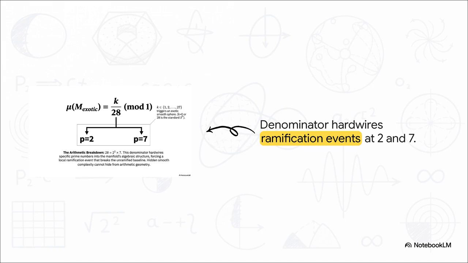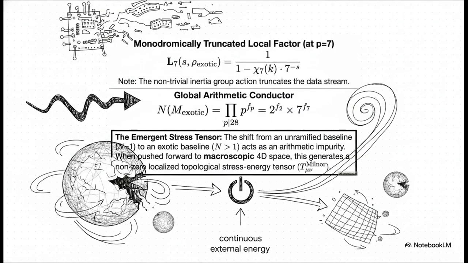When an exotic structure pops up, it forces a hidden local ramification event at precisely these primes. It violently breaks the unramified baseline of the standard sphere. Hidden smooth complexity just cannot hide from arithmetic geometry. And listen, this local breakdown isn't just a math error on paper. The non-trivial inertia group actually truncates the data stream, which you can see right there in the local factor formula. This pumps up the global arithmetic conductor labeled n. When n is greater than 1, it shifts the entire baseline.